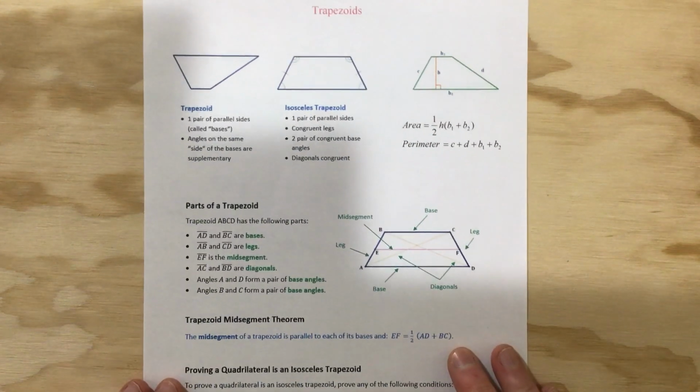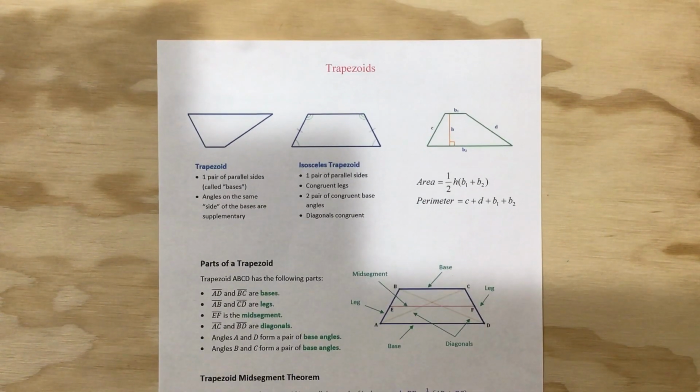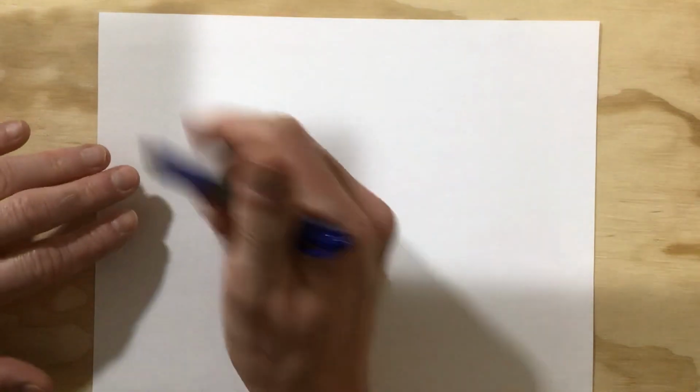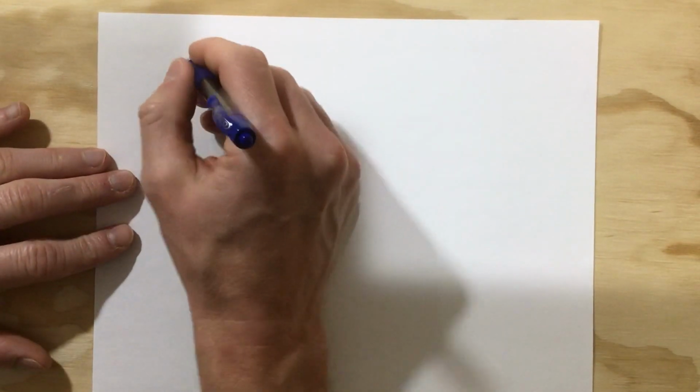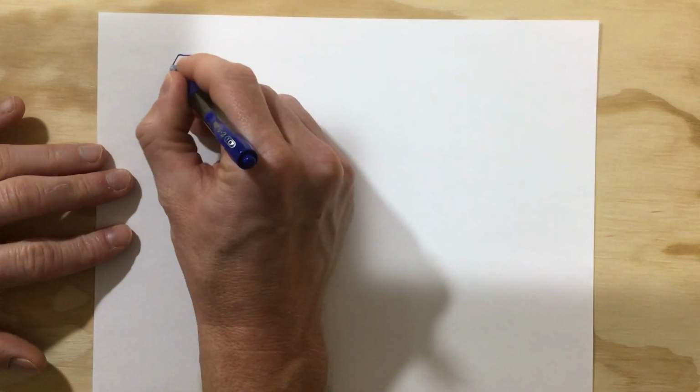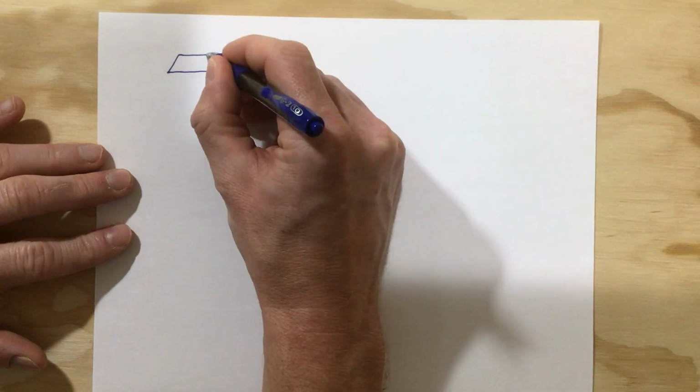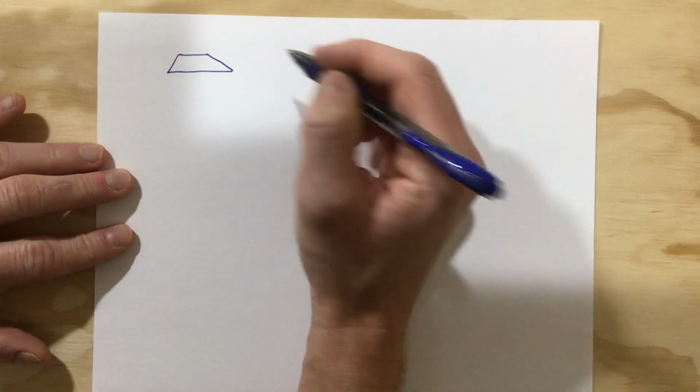Okay, so we're going to look at some examples of trapezoids, do some quick examples, and then I'll turn you loose and you can try the worksheet on your own. Okay, so let's just draw some. Let's just take something that might look something like this.